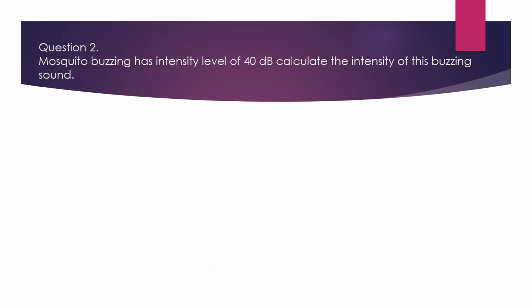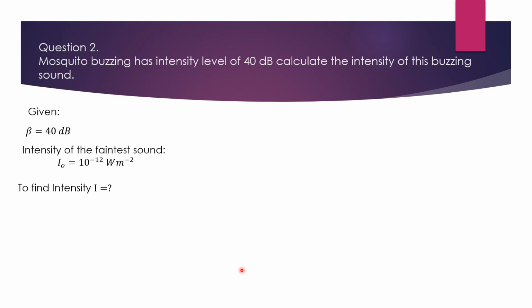Question 2. Mosquito buzzing has intensity level of 40 decibels. Calculate the intensity of this buzzing sound. Now here we need to find intensity I. So given is beta 40 decibels, intensity of the faintest audible sound that we know is I naught equal to 10 power minus 12 watts per meter square, and we need to find intensity I.